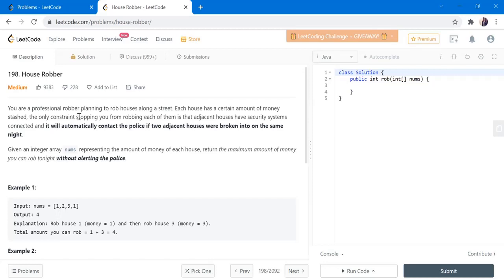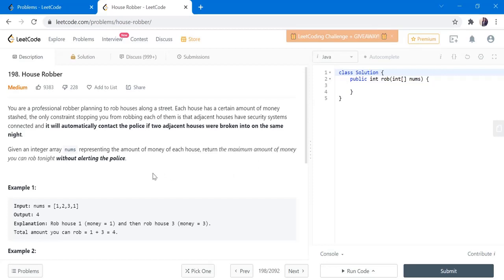The only constraint that's stopping you from robbing each of them is that adjacent houses have security systems connected, and it will automatically contact the police if two adjacent houses are broken into on the same night. So given the integer array nums representing the amount of money of each house, return the maximum amount of money you can rob tonight without alerting the police.